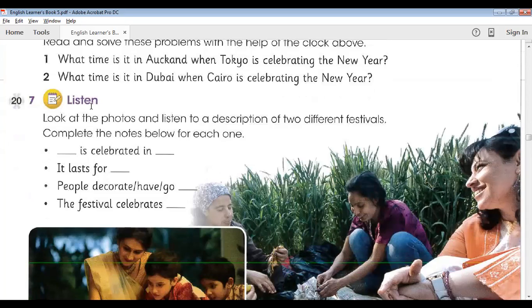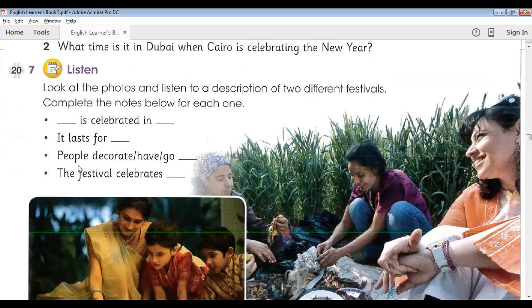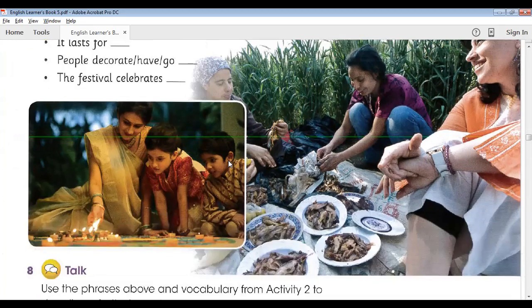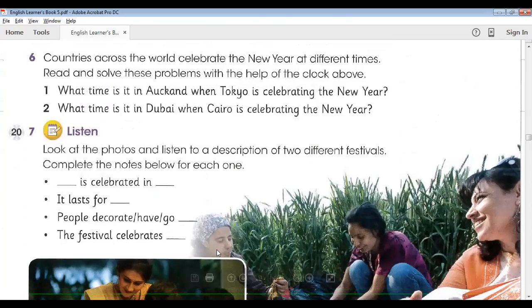Then question 7 is again a listening exercise. Look at the photos and listen to a description of 2 different festivals. Complete the notes below for each one. Blank is celebrated in blank. It lasts for blank, people decorate blank, have to blank, or go blank. The festival celebrates blank. So we have these notes, and to complete the notes, I'm going to include track 20.